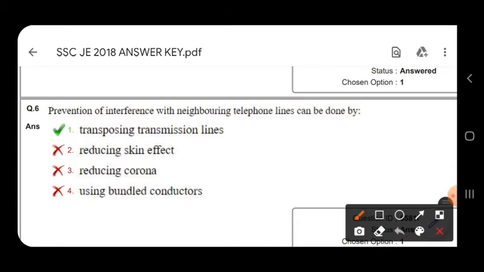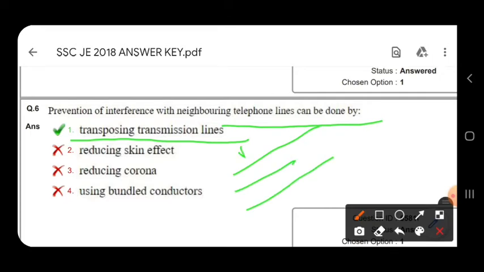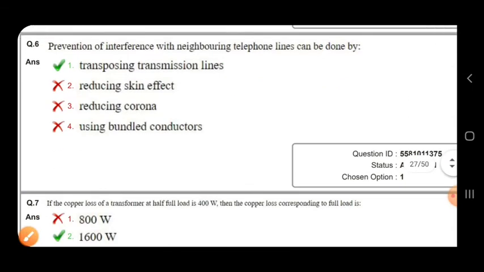Prevention of interference with neighboring telephone lines can be done with the help of transposing of the transmission line. Basically all of you know that transposing is nothing but changing the conductor position. Let's say the conductors are R and Y like this, and after some distance R goes here and Y comes here. By changing the conductor position, the interference with neighboring telephone lines can be reduced.